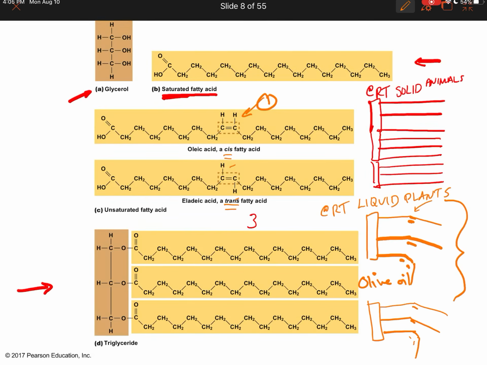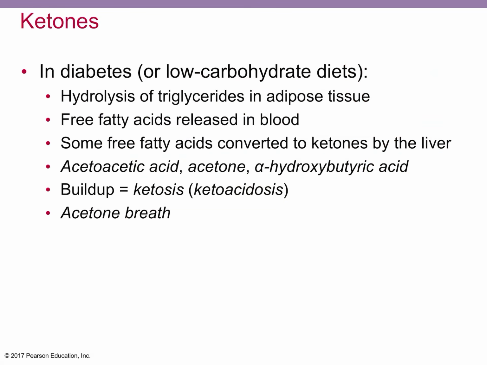Say this is a fat. Okay, ketone, there we go. So ketones are going to be this subgroup of lipids, and they are going to be made from the hydrolysis of triglycerides. What this means, hydrolysis of triglycerides, is breaking down fat in adipose. When you break down fat, you are creating some of these ketones. So the free fatty acids are released into the bloodstream. Some of these free fatty acids are converted to ketones by the liver.